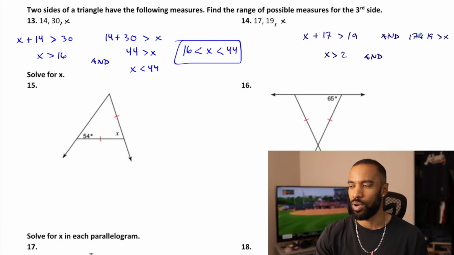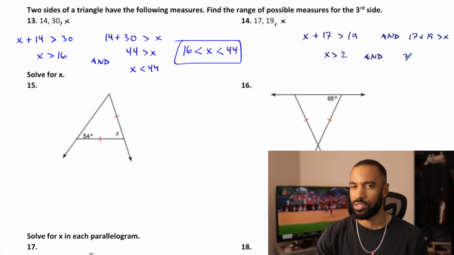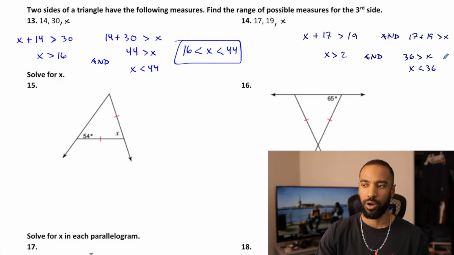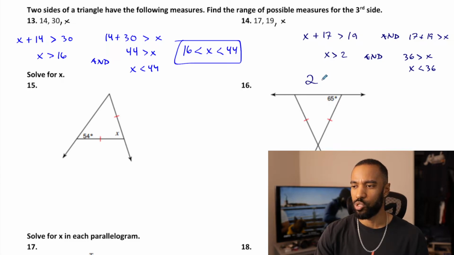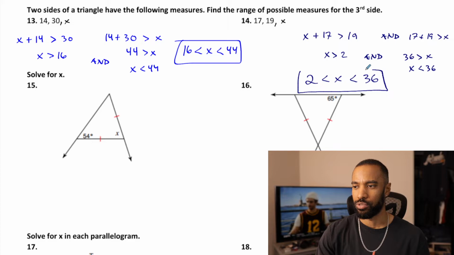And if you add these together here, 36 has to be greater than x, or x has to be less than 36. Better way to put it, so you're not comparing the wrong way there. So x has to be between 2 and 36. That's a nice wide range of values that is possible.